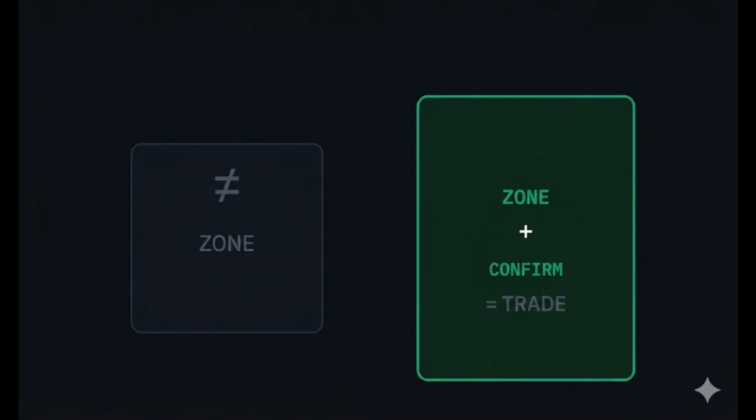There is one filter that separates every high probability SMC entry from every guess. It is not a new indicator. It is not a complex algorithm. It is a single candle, or sometimes two, that appears at a zone and tells you what the big money is actually doing. That candle is your confirmation. Without it, you have a zone. With it, you have a trade.